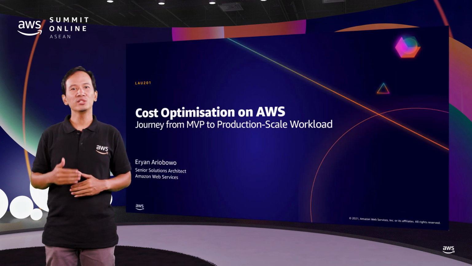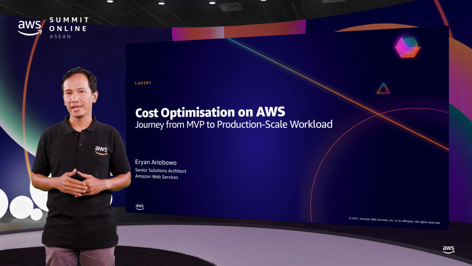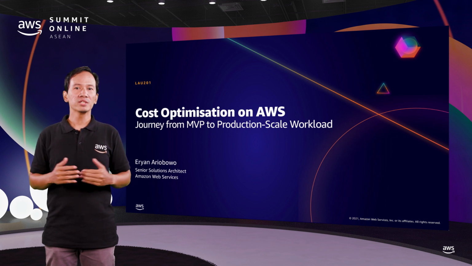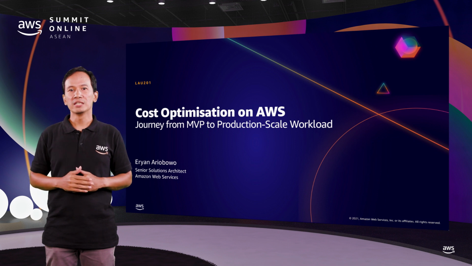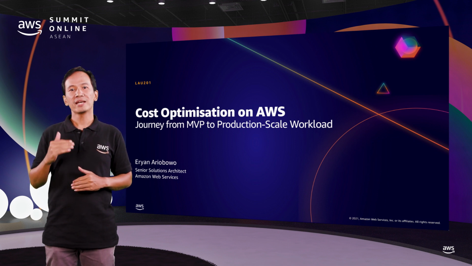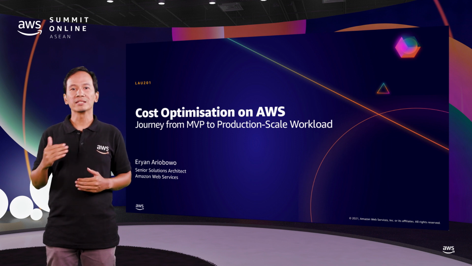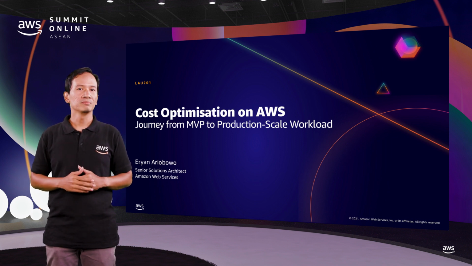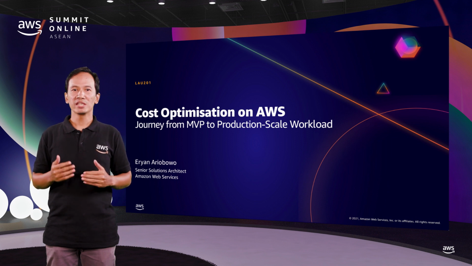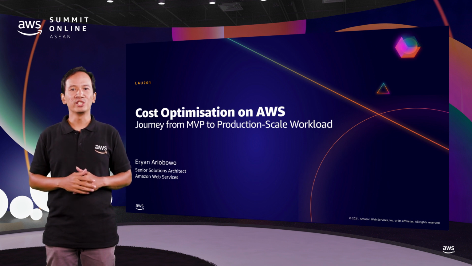In this session, we will go through what you need to know and what things to do to optimize your costs on AWS. The story will be broken down into stages of your journey, starting from the stage where you design a minimum viable product or MVP, to the stage where you run a critical production scale workload. My name is Arian. I am a senior solution architect at AWS Indonesia.